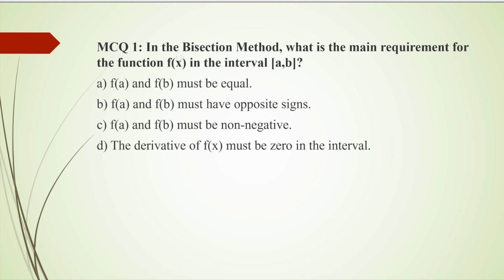MCQ 1. In the bisection method, what is the main requirement for the function f of x in the interval [a, b]? F of a and f of b must be equal. F of a and f of b must have opposite signs. F of a and f of b must be non-negative. The derivative of f of x must be 0 in the interval. And the correct answer is: f of a and f of b must have opposite signs.